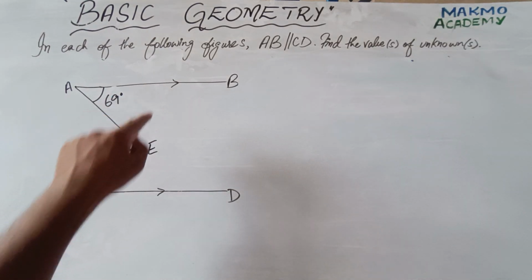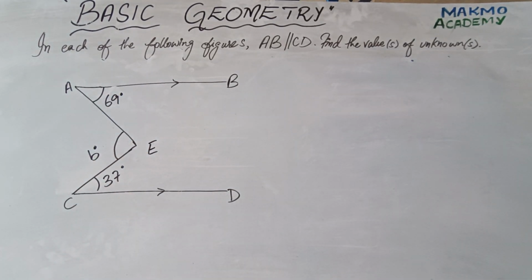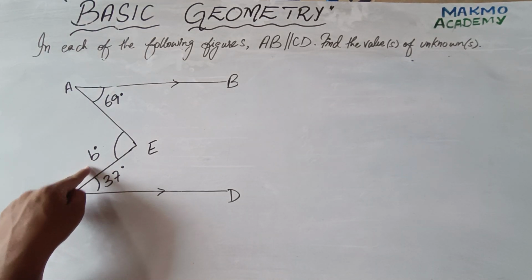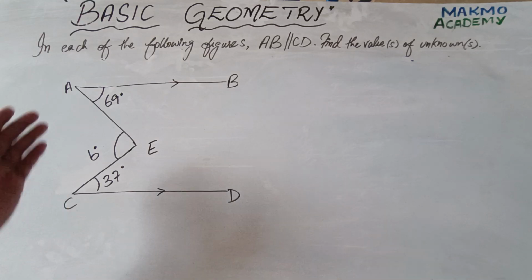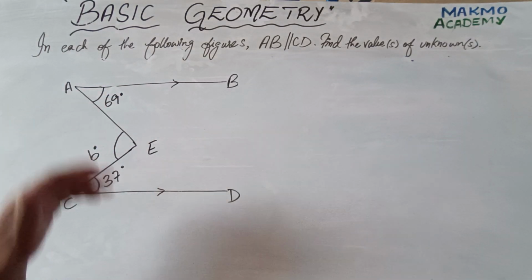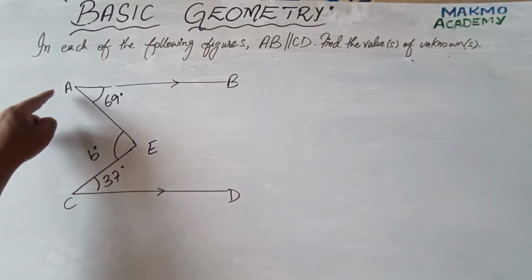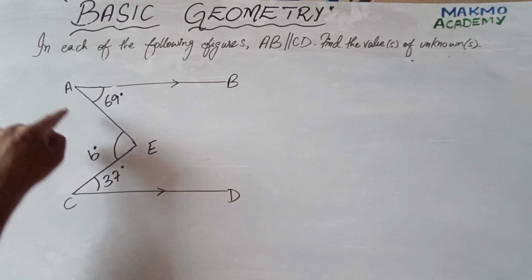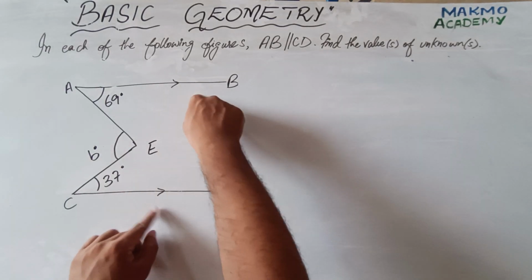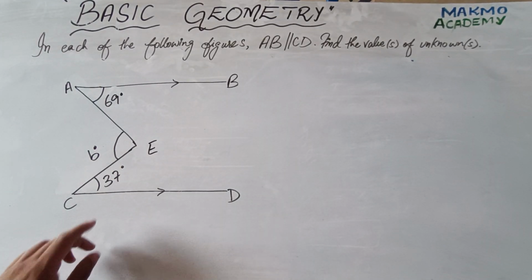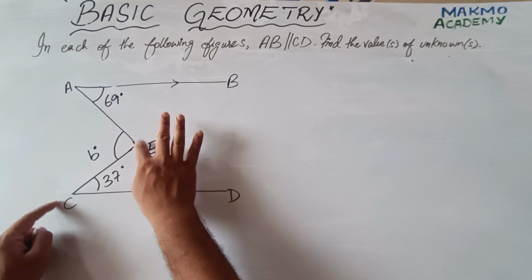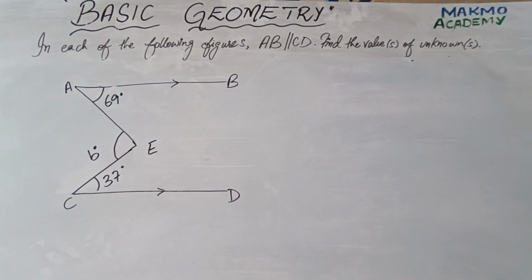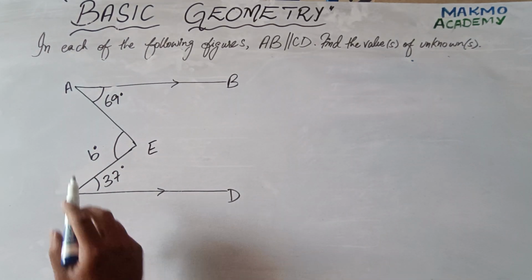Now guys, let's look at this problem. Again, line AB and line CD are both parallel with each other, and we need to find the value of the unknown, which is B. Again, these two lines have been intersected by these two lines AE and CE, but there is no direct relationship between AE and these two lines, and no direct relationship between these two lines and line CE. So again, we will do the same technique.